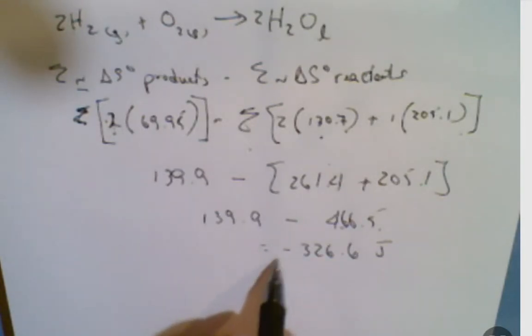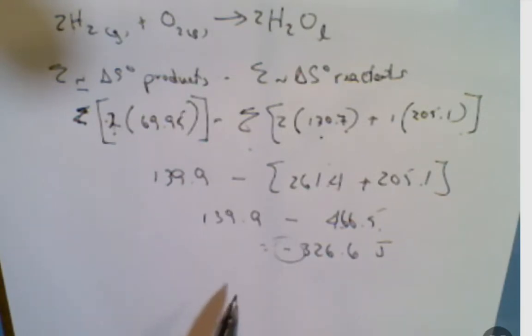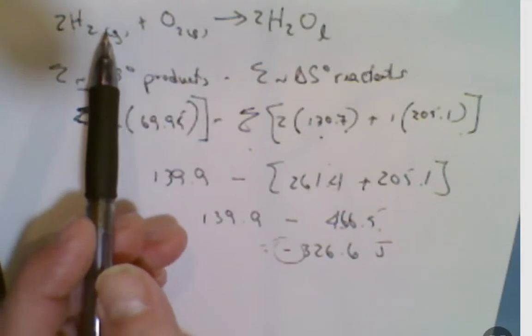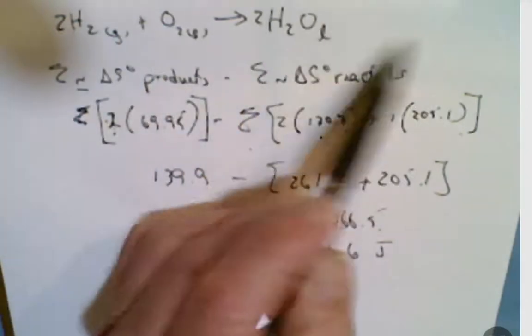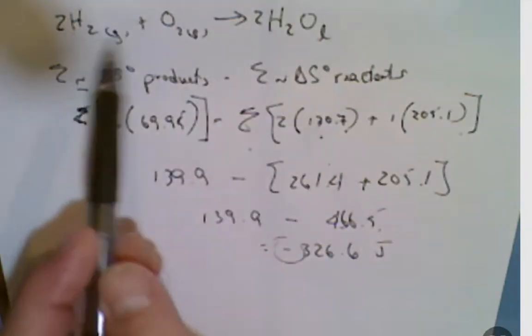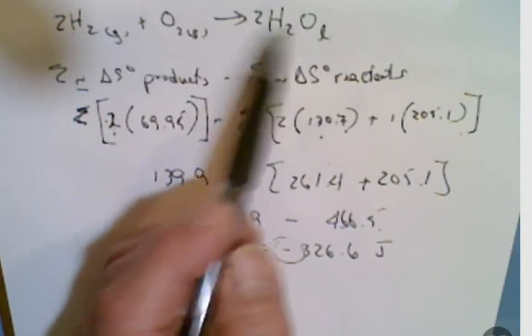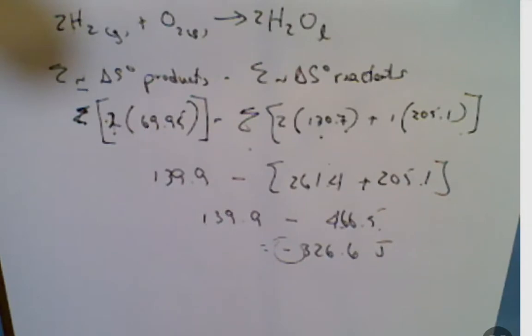And at this point, I just want to make sure that this makes sense to me. This is saying that entropy is decreasing because I have a negative value. And does it look like entropy is decreasing? Well, sure enough, I've got 3 moles of gas on this side, no gas on that side at all, and I move from gas to liquid. So yes, entropy decreases in this reaction.